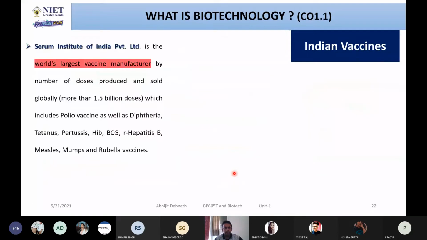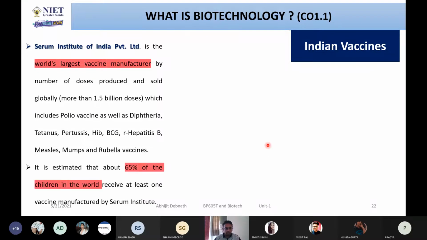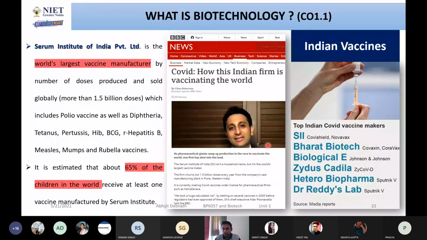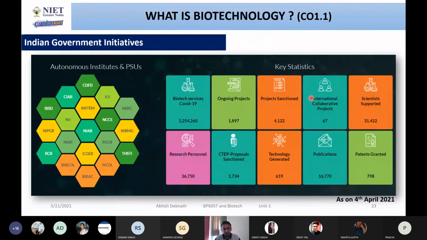I also told you about the top companies in India like the Serum Institute of India. All of you are aware; this biotech company manufactures vaccines. You will be happy to learn that 65% of the children in the world receive at least one vaccine manufactured by the Serum Institute of India. It was a news report, and there are other biotech companies in India manufacturing COVID-related vaccines. So I'm just recapping everything we have discussed. You can also remember that I already told you about the top research institutions in India who are bringing new technologies, new developments, or new products, it might be serum, antibody, vaccine, or anything else.